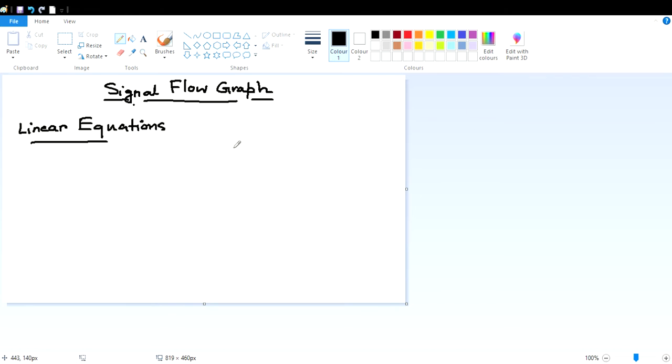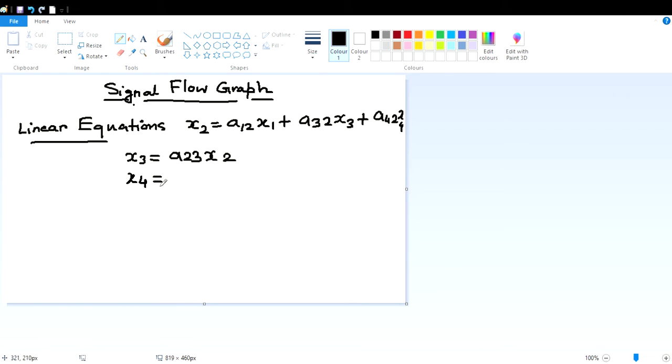The first equation is x2. x2 is equal to a12 x1 plus a32 x3 plus a42 x4. So this is the first equation. Next is x3. x3 is equal to a23 x2. Next is x4. x4 is a24 x2 plus a34 x3 plus a44 x4.